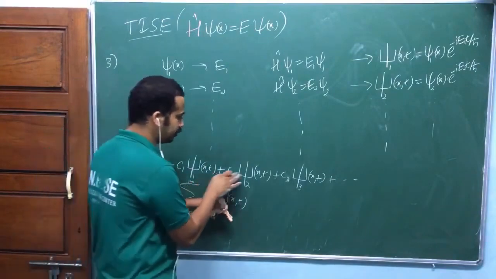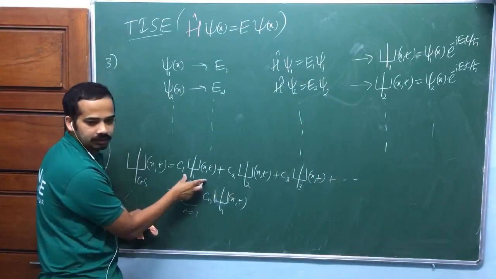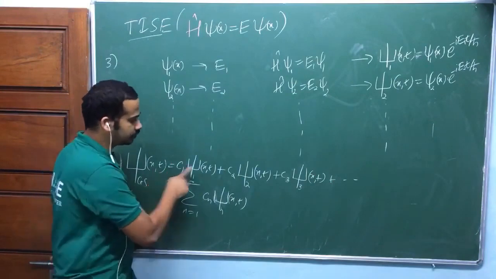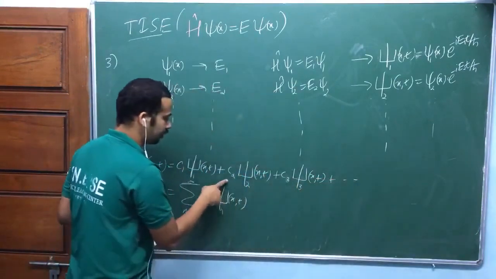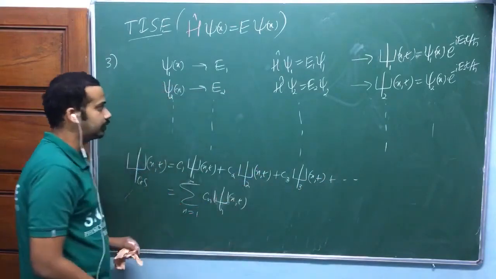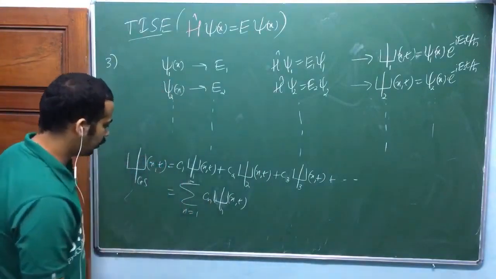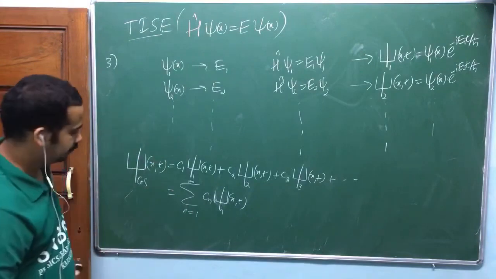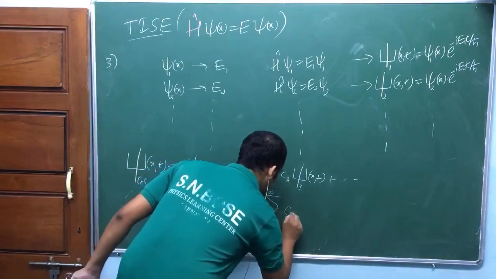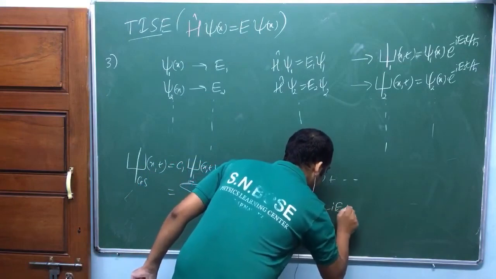Look at here. If you put C2, C3, C4 and all 0, only C1 non-zero, that will be a stationary state again. That's why this is the most general. Suppose if you make C1, C3, C4 0, and make C2 non-zero, then that will be the second excited state, psi2 state, with energy E2. This is called the most general solution. Or you can write it like this: summation n is equal to 1 to infinity Cn into psi n of x into e power minus i En t by h bar.